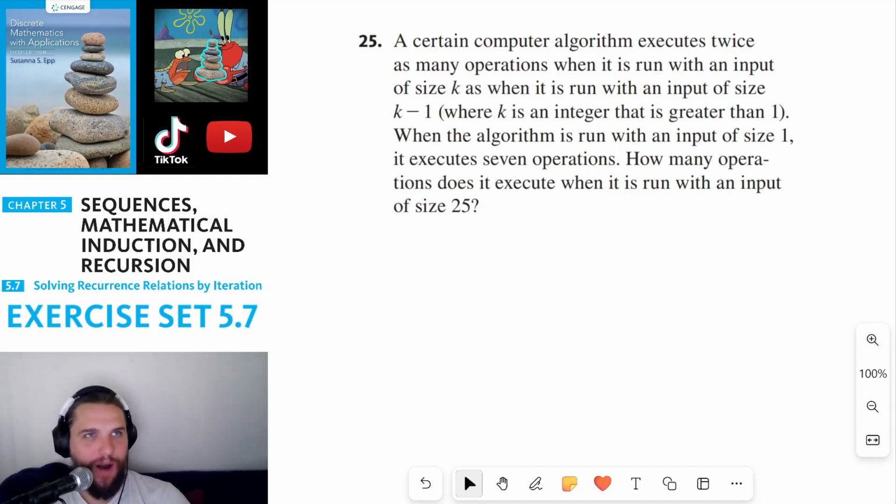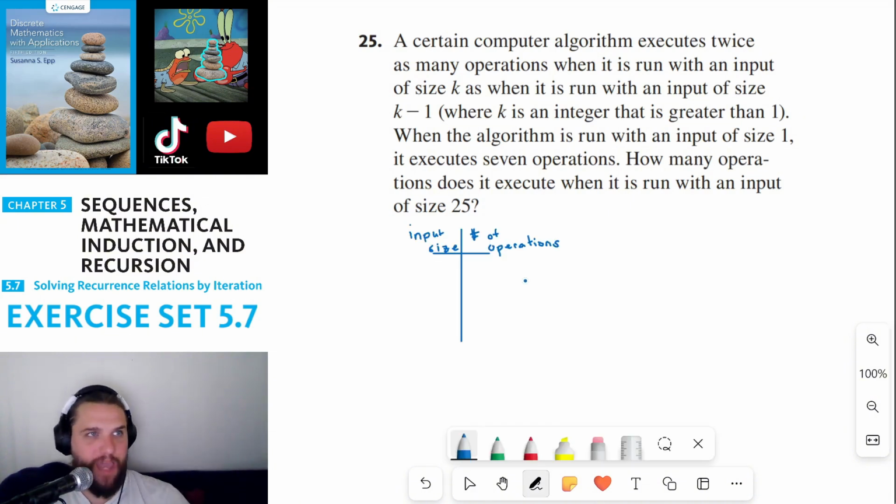A certain computer algorithm executes twice as many operations when it is run with an input of size k as when it is run with an input of size k minus 1, where k is an integer that is greater than 1. When the algorithm is run with an input of size 1, it executes 7 operations. How many operations does it execute when it is run with an input of size 25?